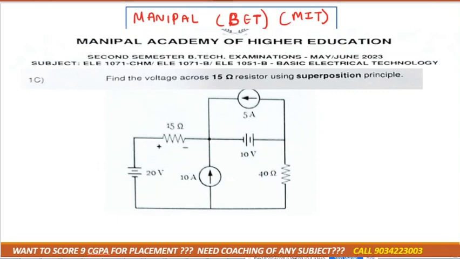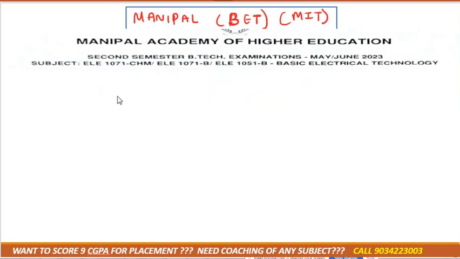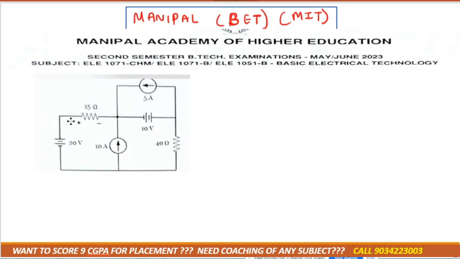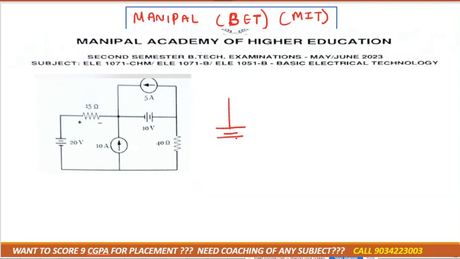The question again from the same paper. As you can see, they have asked for the voltage across the 50 ohm resistor using the superposition theorem. In the first step, we'll take the first source and ignore the other sources. Ignore means the voltage source is short circuited and the current source is open circuited.